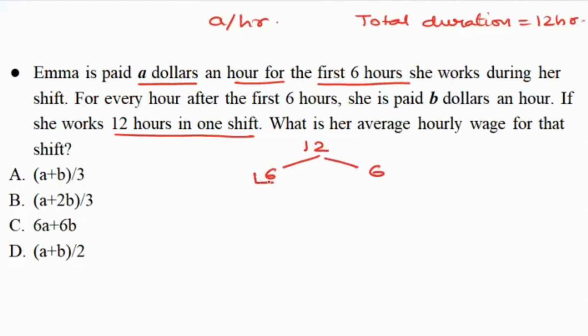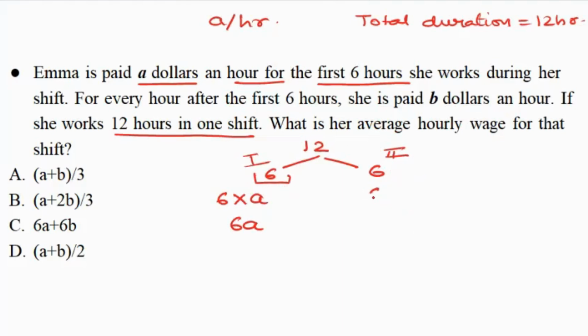So for the first 6 hours, she is getting $8 for every hour. Okay. So if we have 6 hours and she is getting $8 for every hour, she is getting a total of $60. Correct? Now, if we go to the rest of the 6 hours, according to the question, after the first 6 hours, this is the first half, this is the second half. So after the first 6 hours, whatever is remaining, she is paid $B an hour.